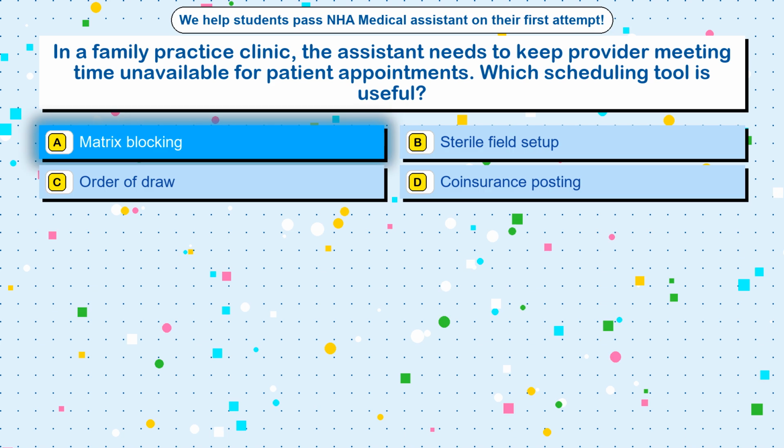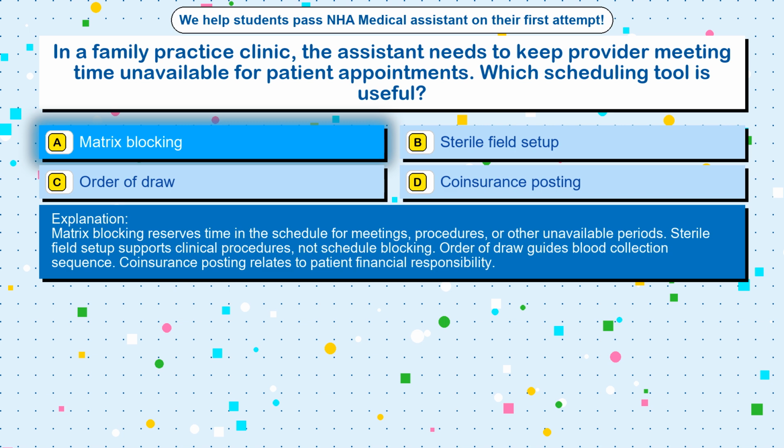Matrix blocking. Matrix blocking reserves time in the schedule for meetings, procedures, or other unavailable periods. Sterile field setup supports clinical procedures, not schedule blocking. Order of draw guides blood collection sequence. Coinsurance posting relates to patient financial responsibility.